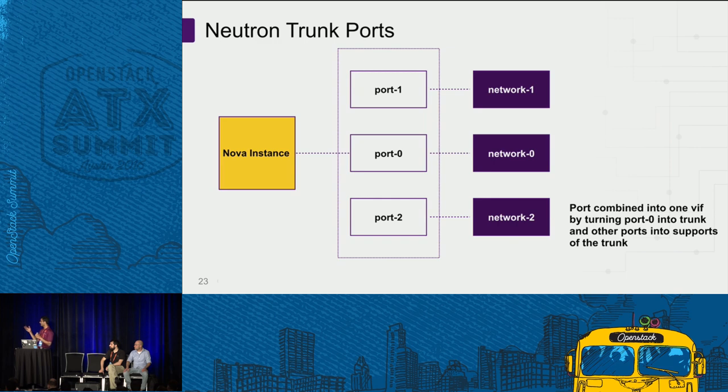So in the end, I would like to summarize here. You have these ports combined into one VIF. Port 0 becomes a trunk, and port 1 and port 2 become the subports for this trunk, and this is how the communication will flow.